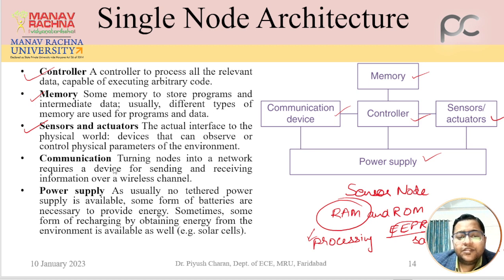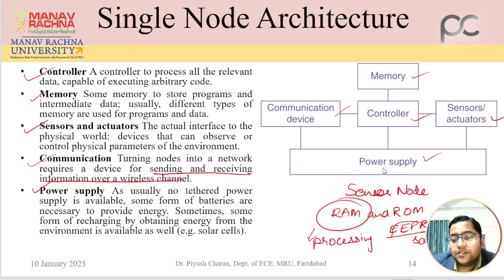Then there is the communication device. Turning nodes into a network requires a device for sending and receiving information over a wireless channel. Then we have the power supply. As usually no tethered power supply is available, some form of batteries is necessary to provide energy. Sometimes some form of recharging by obtaining energy from the environment is also available.